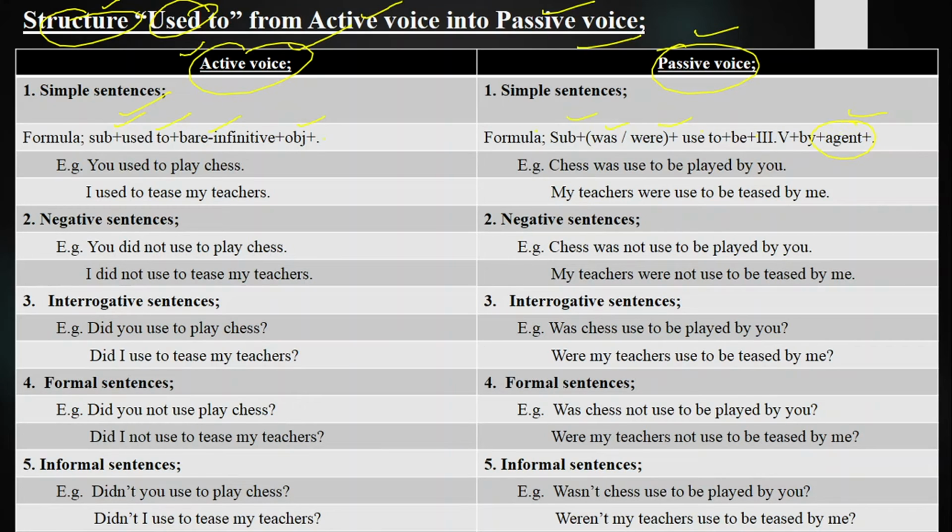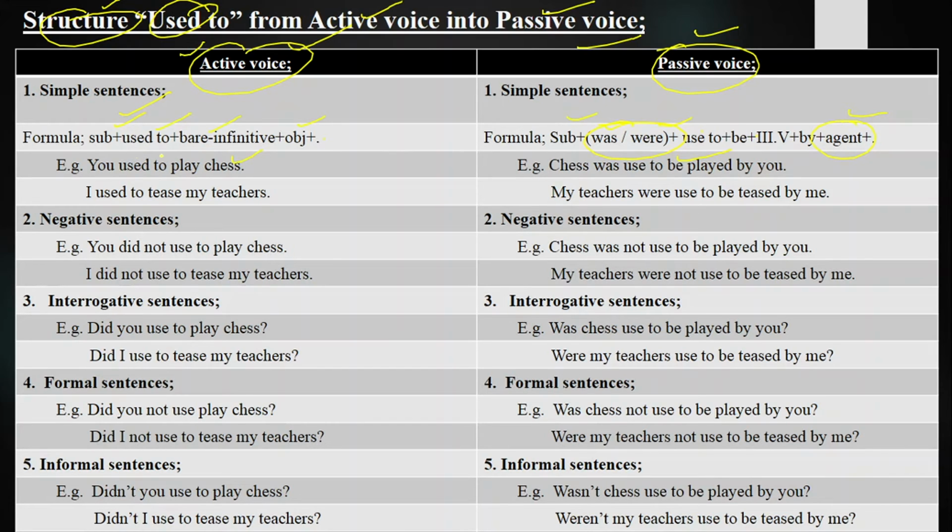We have said that it is used for past habits and actions. So for past habits and actions we use was and were. So let's have the sentences, as a structure of modal auxiliary verb, from active voice into passive voice. You used to play chess. Chess was used to be played by you. It is like past indefinite tense. If I say I played chess, chess was played by me.